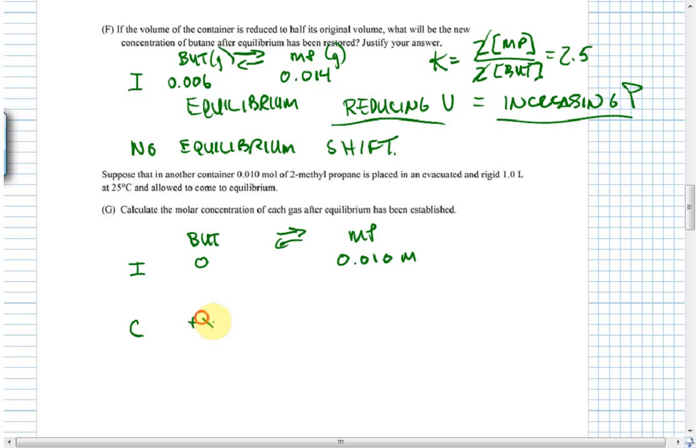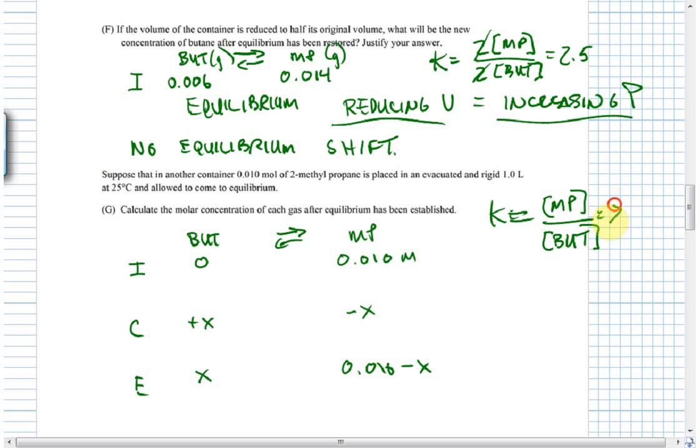So plus X, minus X, equilibrium. This is going to be X. This is going to be 0.010 minus X. Plug into the equilibrium expression. K is equal to the concentration of methyl propane at equilibrium, divided by the concentration of butane at equilibrium. We know that, again, has to be equal to 2.5. We haven't changed the temperature.